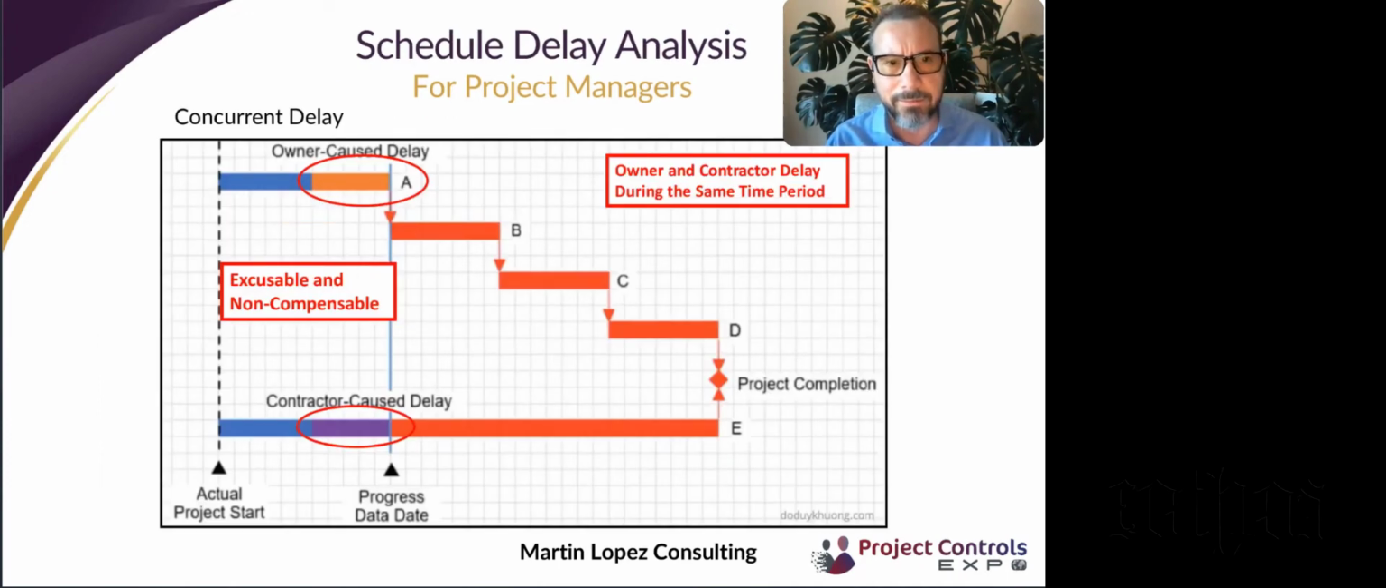In this other slide, we have two delays at the same time. One by the owner and the other one by the contractor. These are happening at the same time during the same period, so therefore they cancel each other. Now in this case, there's no monetary compensation to the contractor, and there are also no liquidated damages assessed to the contractor. However, there is a time extension to the project.